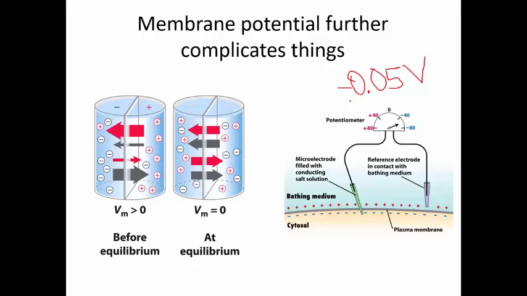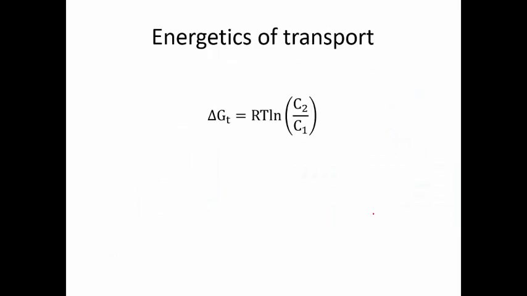So that negative means that it's negative on the inside. That's on average. There are cells that are different, there are situations that are different, but that's a pretty good average that we can use most of the time. So how does this affect actual numbers?